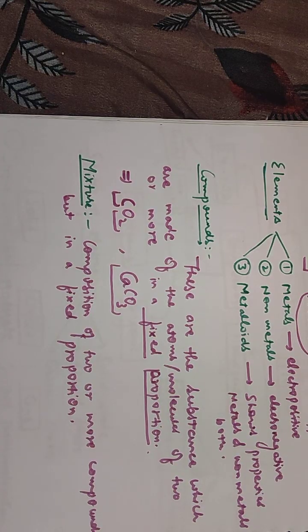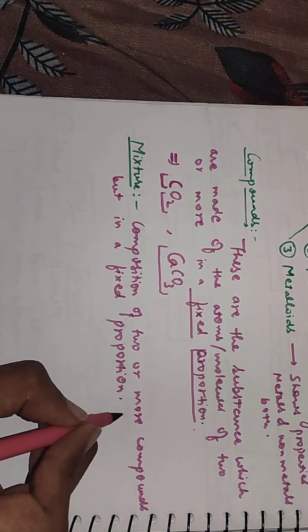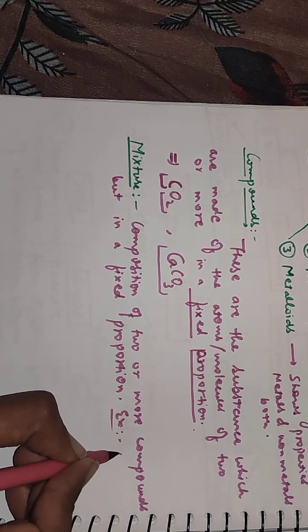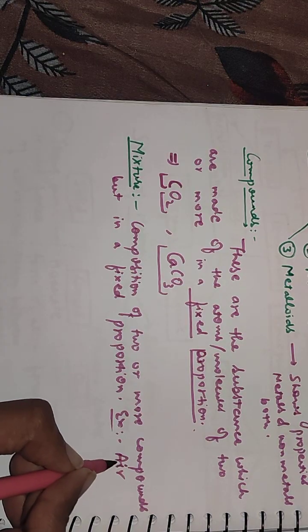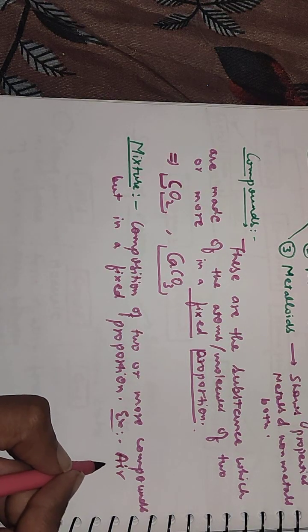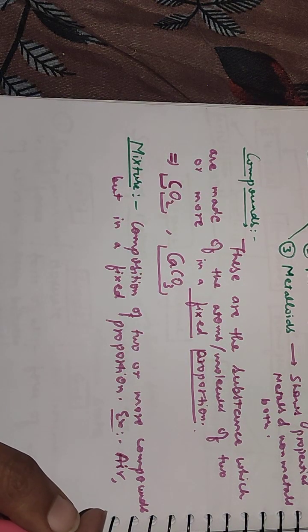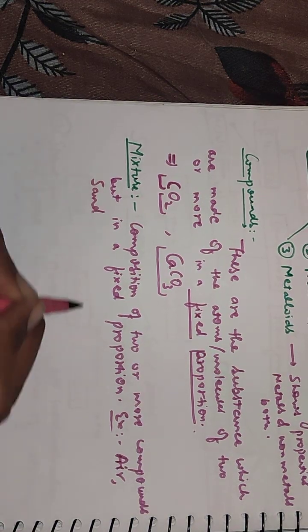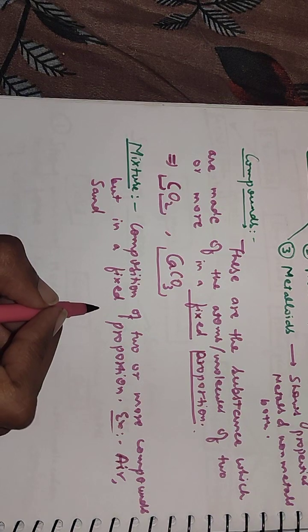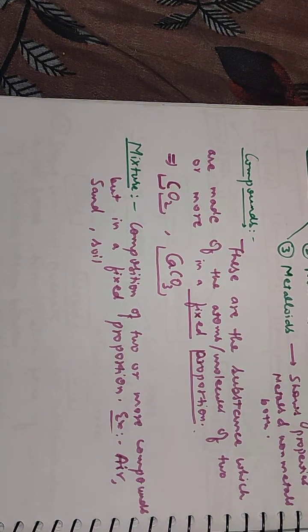This is called a mixture. For example, air is a mixture. Yes, air is a mixture. Many gaseous compounds are present in it, normally nitrogen, oxygen and carbon dioxide. Some other examples are sand, in which many elements can be found, and soil. So these are mixtures.